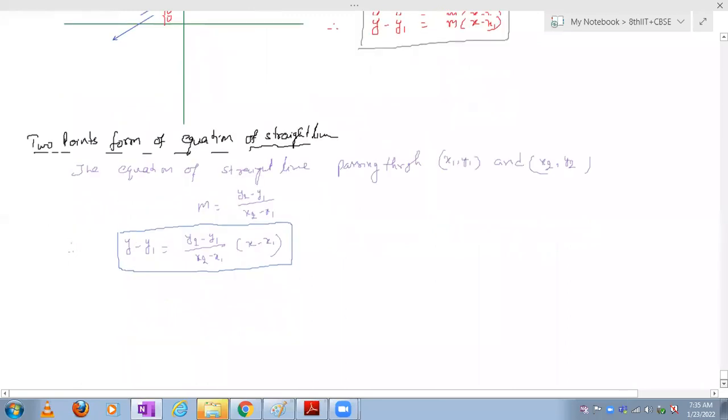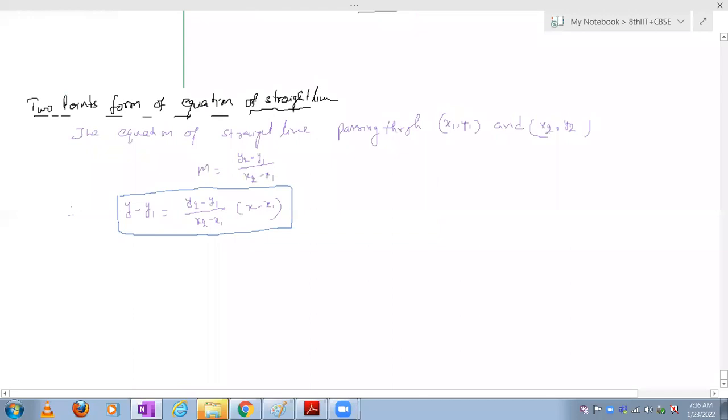Next, we have to get to the slope-intercept form. I told the slope-point form and the two-point form, and the gradient form is slope and origin. Now we will go through the slope and y-intercept form of the equation.